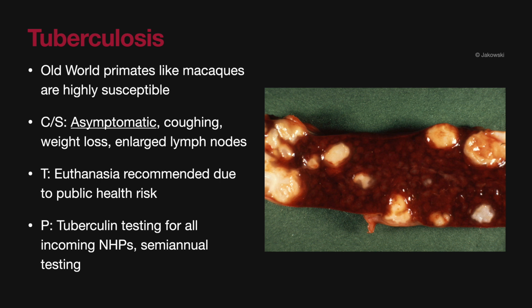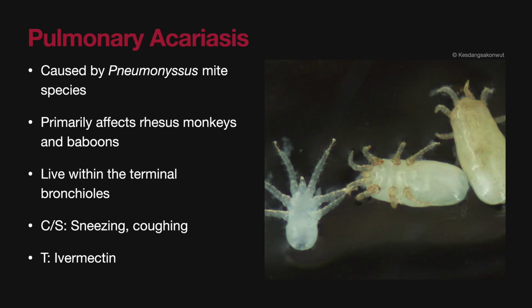any new carriers. Pulmonary acariasis is caused by pneumonyssus mites. These mites primarily affect rhesus monkeys and baboons, and they live within the terminal bronchioles of the lungs. Clinical signs are primarily coughing and sneezing. The main treatment is ivermectin.